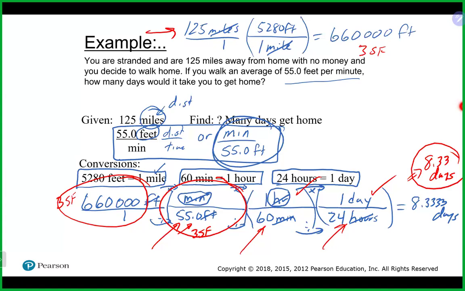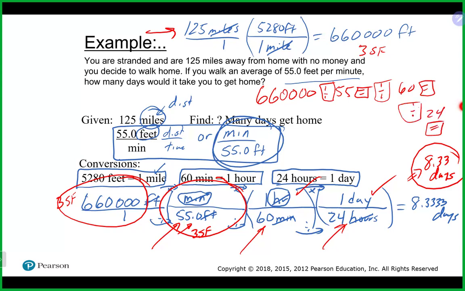So if I was going to punch this into the calculator, I would take the 660000. Because there's really nothing to multiply on top, because everything's 1, I'm now going to divide by the bottom. So I would divide by 55, hit equals. Divide by 60, hit equals. And then divide by 24 and hit equals. And it should get you the right answer. Other questions?